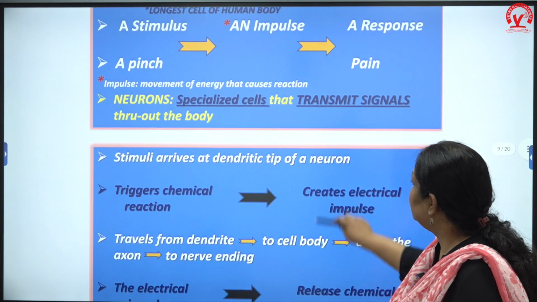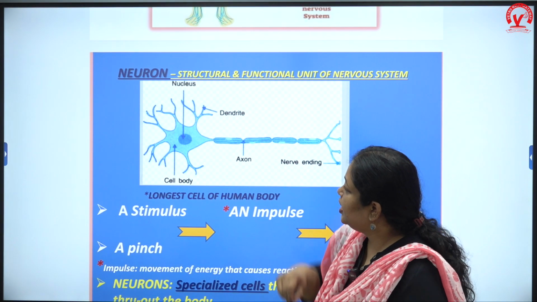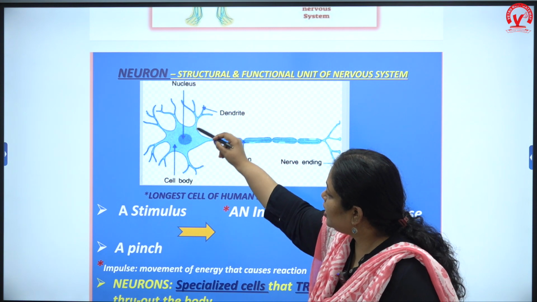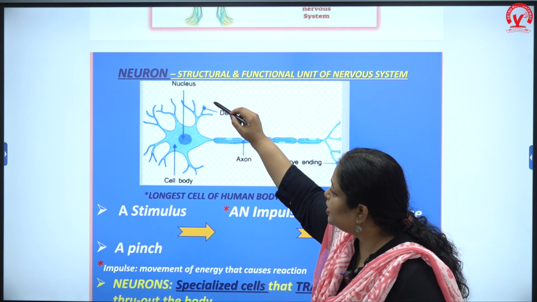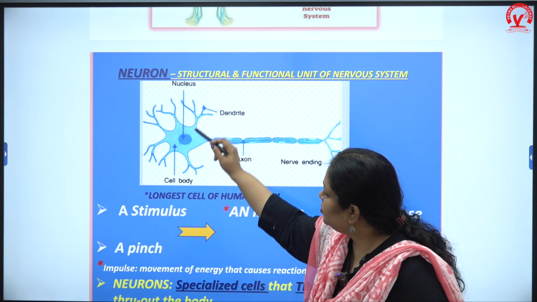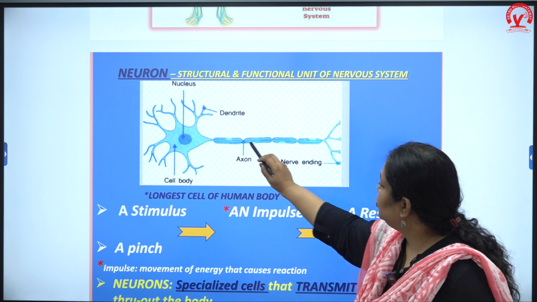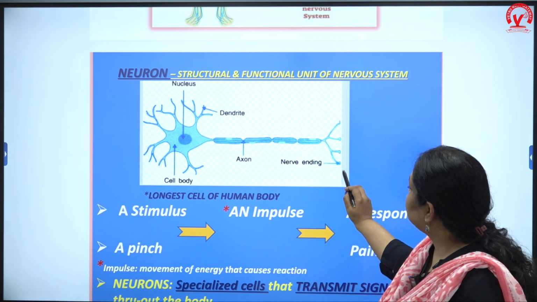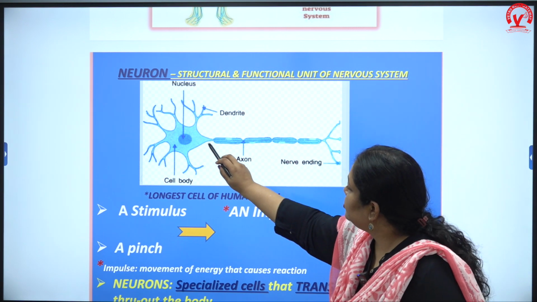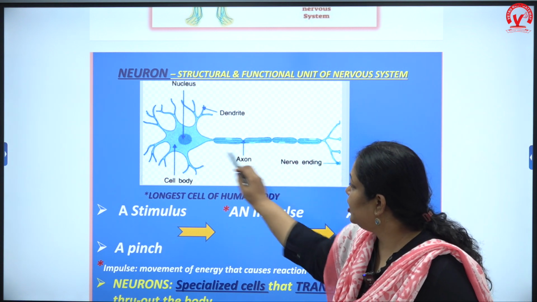As we see over here in the picture again, this is where the chemical impulse is created, and from here it travels to the dendrite, and from there it travels to the cell body, and from the cell body it travels through the axon and reaches the nerve ending. So when it travels through the axon, that is where the impulse is created.